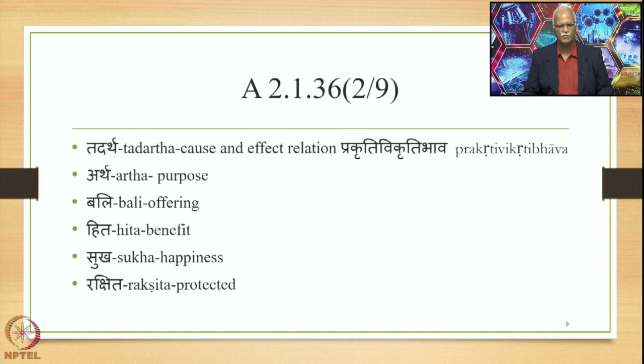So this word tadartha must mean something different, and the tradition has stated that this means the cause and effect relationship, namely the prakriti vikriti bhava. So when such a relationship is denoted, the caturthī vibhakti is to be used. And we shall see the examples. The word artha means purpose. The word bali means offering. Hita means benefit. Sukha means happiness. And rakshita means protected.